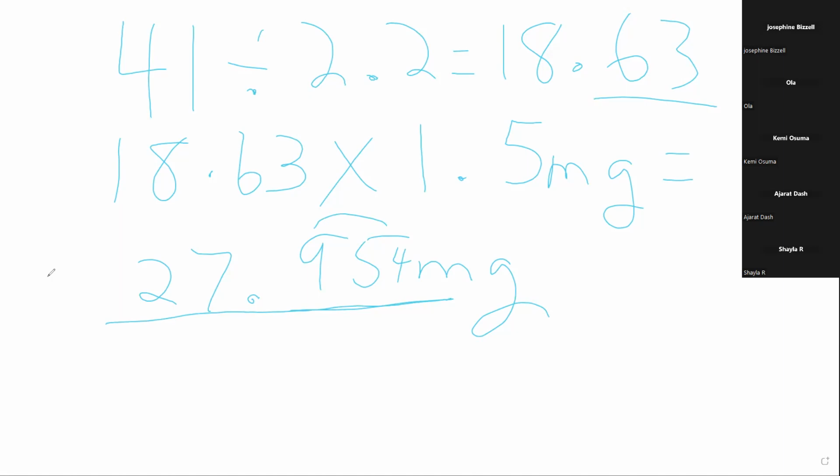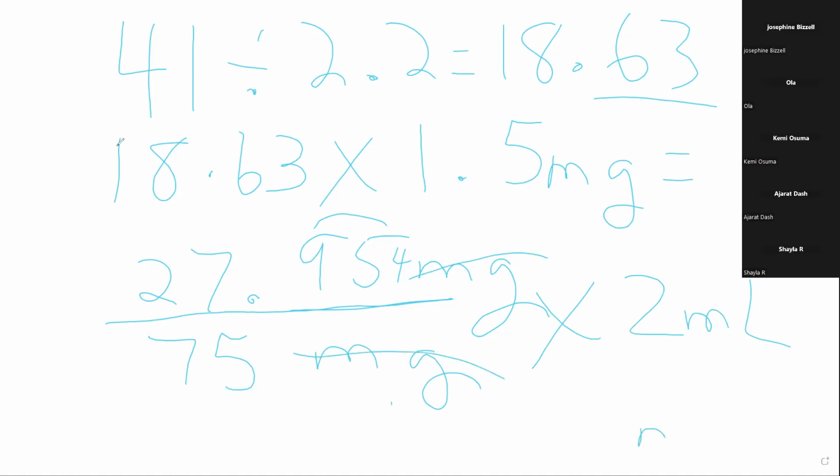Now you're going to take this 27.95 and put that over what you have on hand, which is what? 75 milligrams. And your vehicle is 2 mLs. You see, your milligrams is going to cross out here, and you're going to be left with mLs. So now take that whole number and divide it by 75, and then multiply it times your 2. And what did you get?